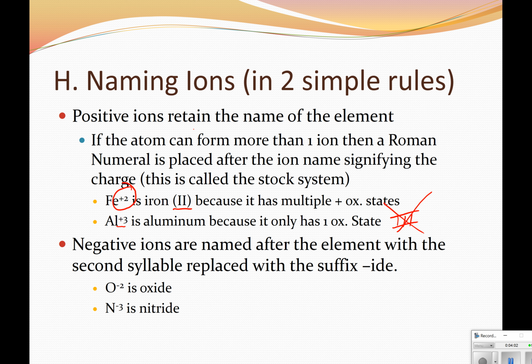Now, negative ions are named after the element, where we replace the second syllable with the suffix -ide. So oxygen, regardless of if it's a -2, -1, or another version, as long as it is a negative ion, we're going to take the first syllable, which would be ox here. We're going to drop the end of it and add -ide, so oxygen becomes oxide. Nitrogen becomes nitride.